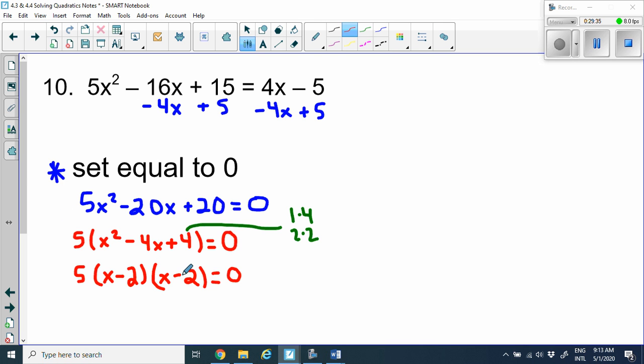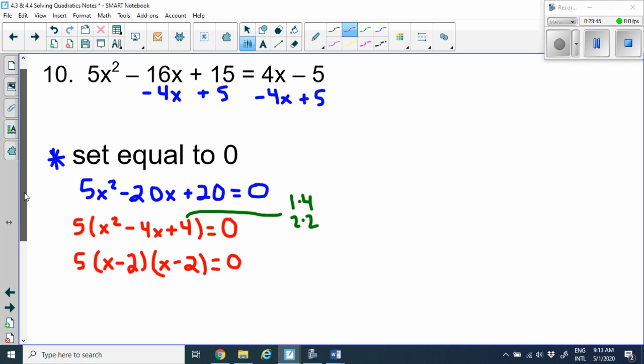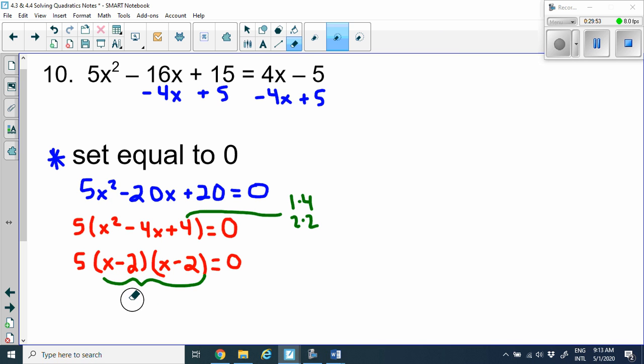So now I set my factors. Now remember, this 5 does not have a variable. So if I do 5 equals 0, that is a false statement. So we're not going to set our 5 equal to 0, only the x minus 2. So those are going to be our factors that we're going to set equal to 0.